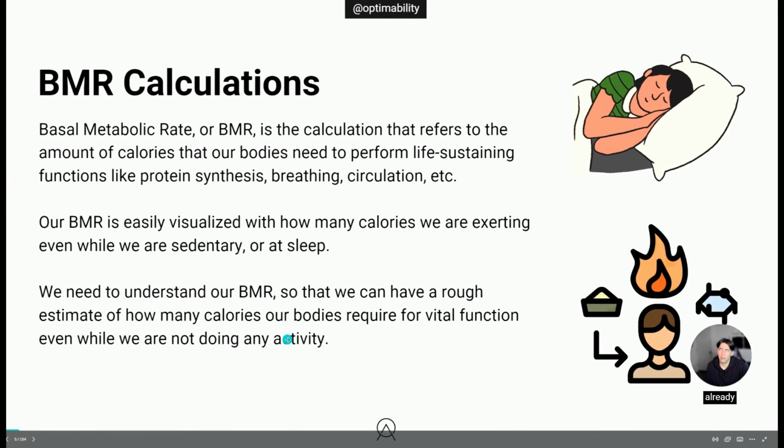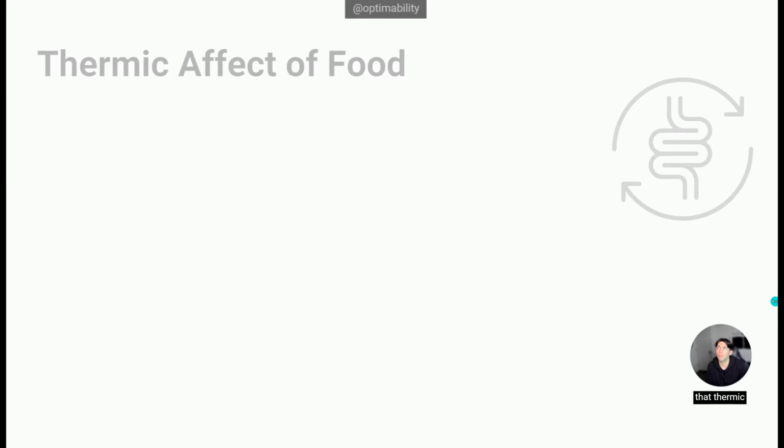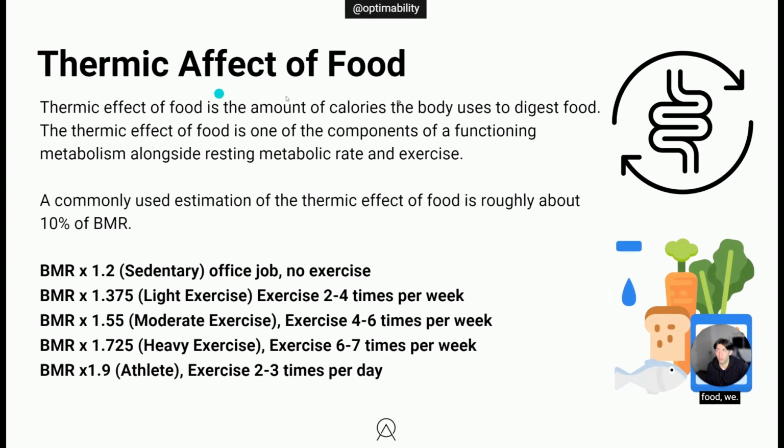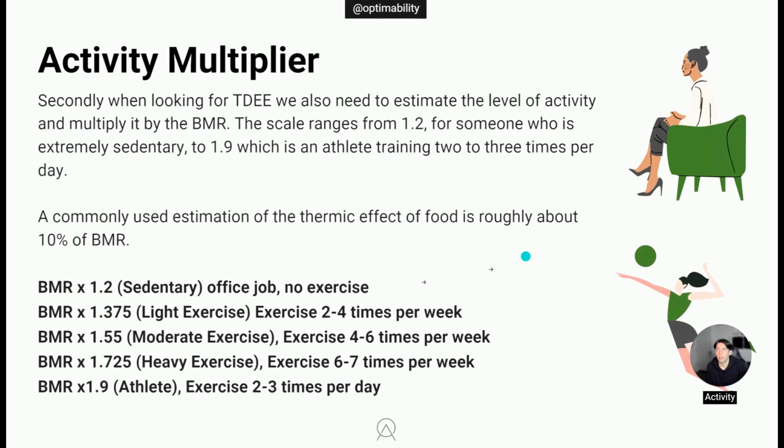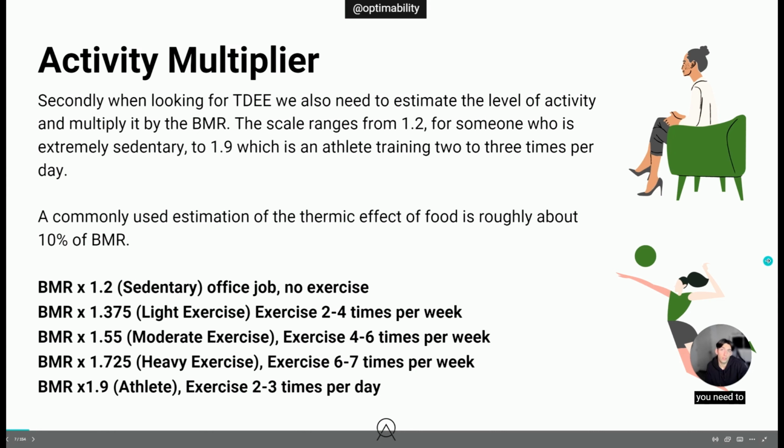BMR calculations, I already explained that. When we're sedentary, we're asleep, how much energy we're burning. Life-sustaining functions, we went over that. Thermic effect of food, we also already went over that. It's the amount of calories the body uses to digest food, pretty much. So if you hear those, now you know what they are. Cool. Activity multiplier, same thing. We just multiply it depending on the range of the exercise we're currently conducting. The higher the exercise, the higher you're going to multiply how much food you need to eat.